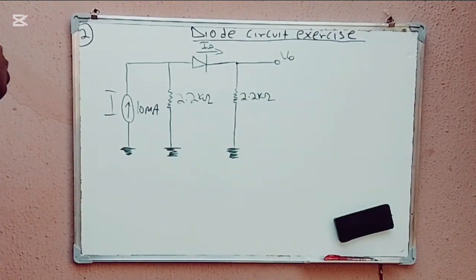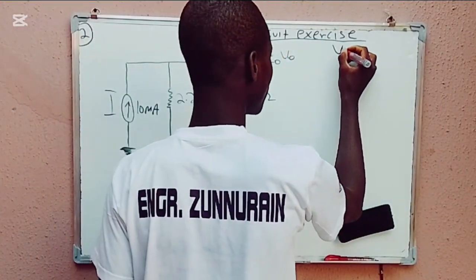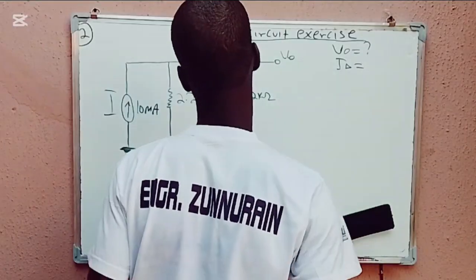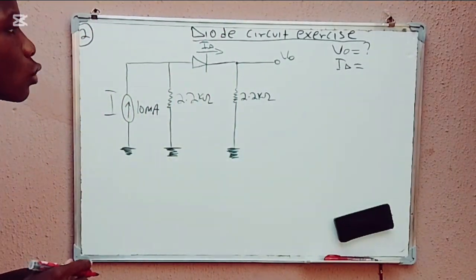In the last video we talked about the first question, so today we shall see the second question. From the circuit we are to determine the value of V0, and therefore we are to determine the current in the diode. So how can we determine these two values?